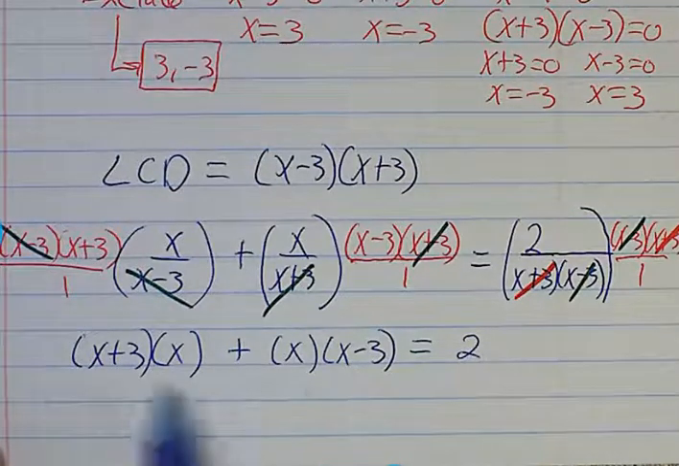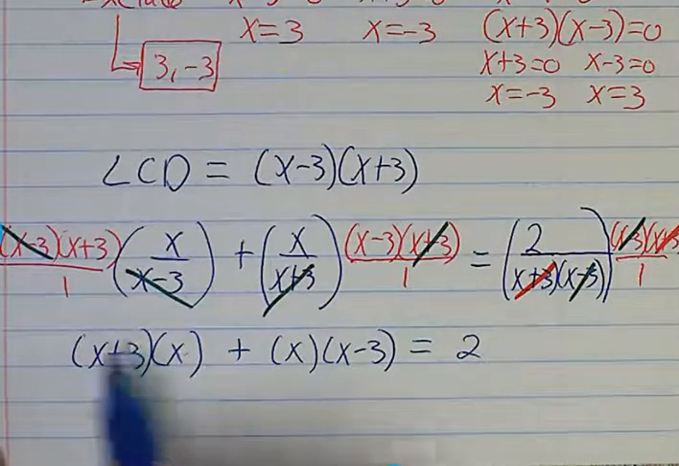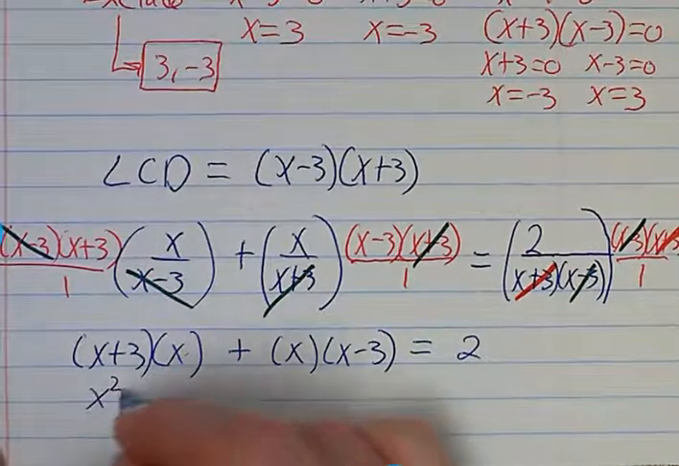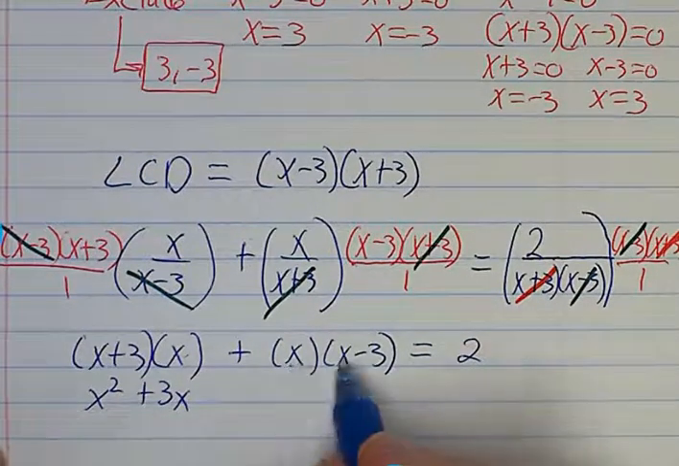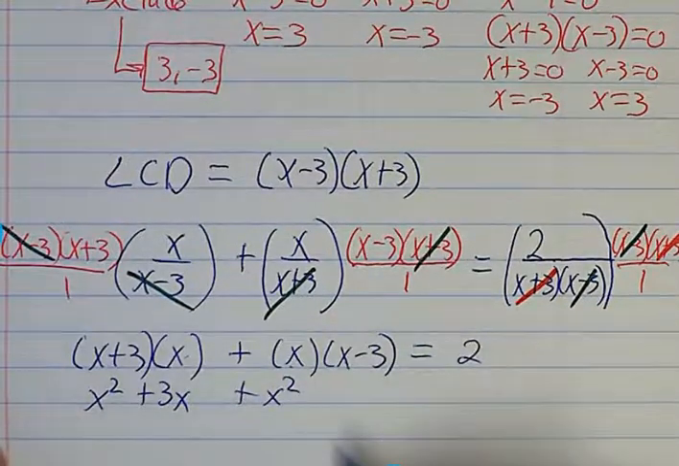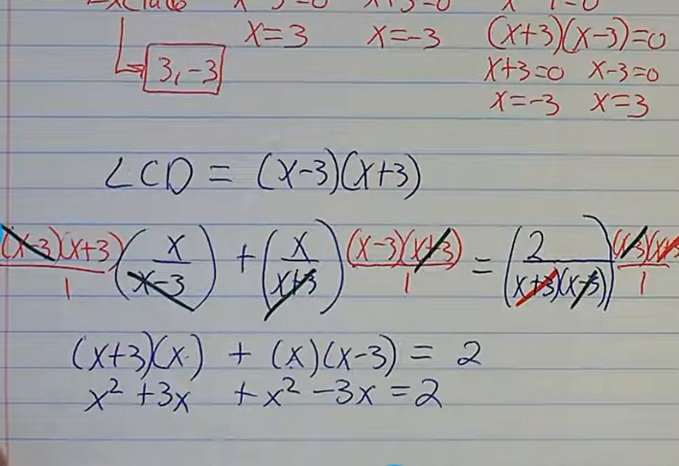The last thing is here, we've got to do some distributive property. So we've got x plus 3 times x, so if we do x times x, that's x squared. x times 3 for 3x. x times x for another x squared. x times negative 3 for a negative 3x. That's going to equal 2.